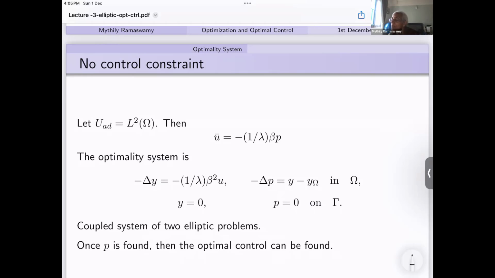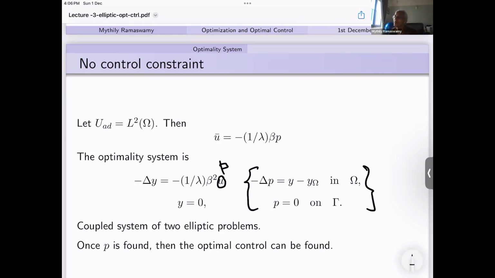there is something wrong. I think I made a mistake. It should be minus 1 by lambda beta into, maybe this should be P, I think. Yeah, because I have substituted for U. So this should be P, I think, but I'm not sure. It could be a typo. Minus Laplacian of P equal to Y minus Y omega. This is what I calculated in the adjoint system.